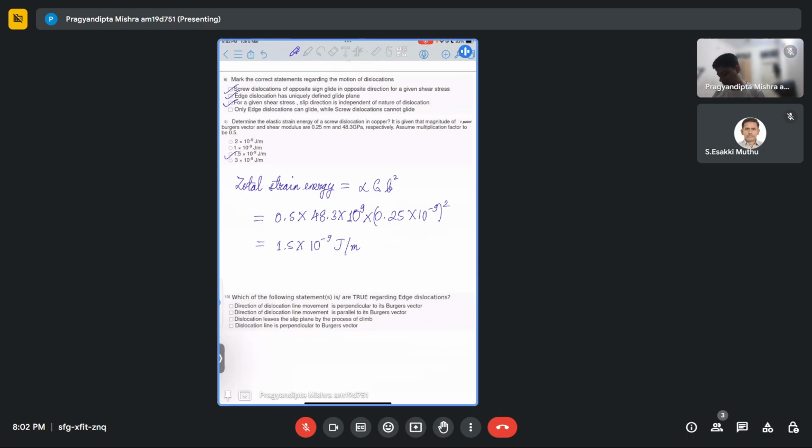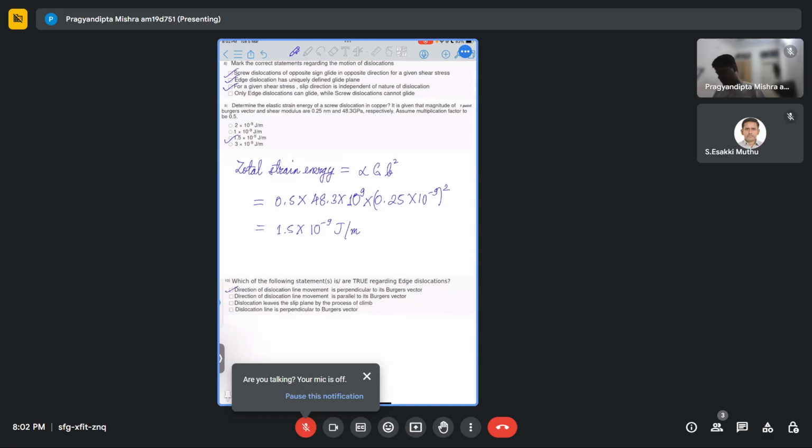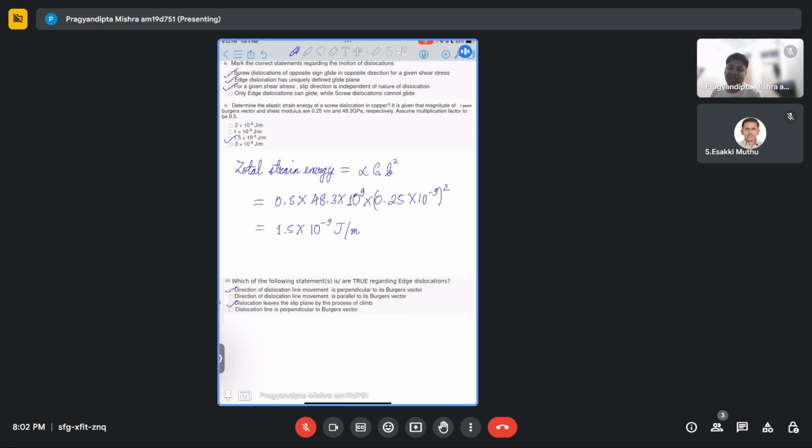Thank you. Which of the following statements are true regarding edge dislocations? Direction of dislocation line movement is perpendicular to its Burgers vector. That is correct. Direction of dislocation line movement is parallel to its Burgers vector. That is wrong. Dislocation leaves its slip plane by the process of climb. That is right. In edge dislocation we will see climb, while in screw we will see cross slip. We have discussed that. And the dislocation line is perpendicular to its Burgers vector. That is again correct. So dislocation line movement and dislocation line are both perpendicular to the Burgers vector.